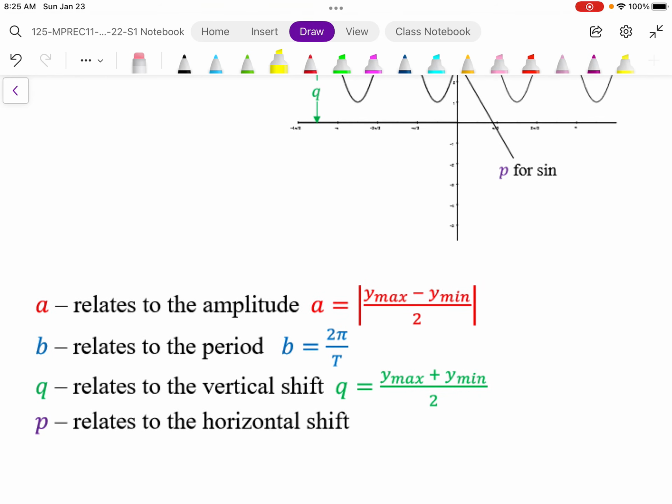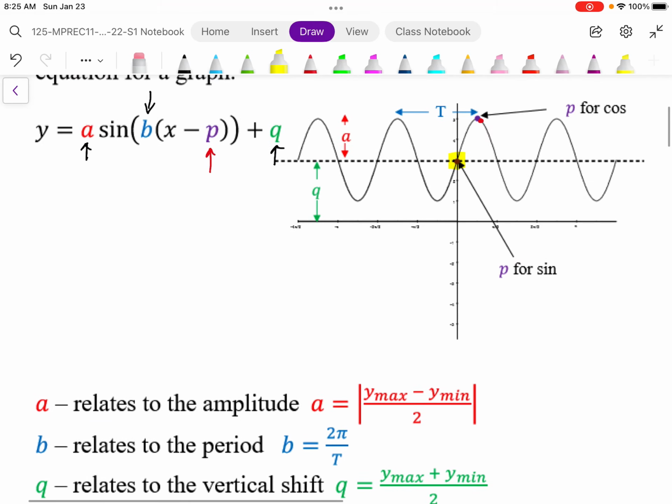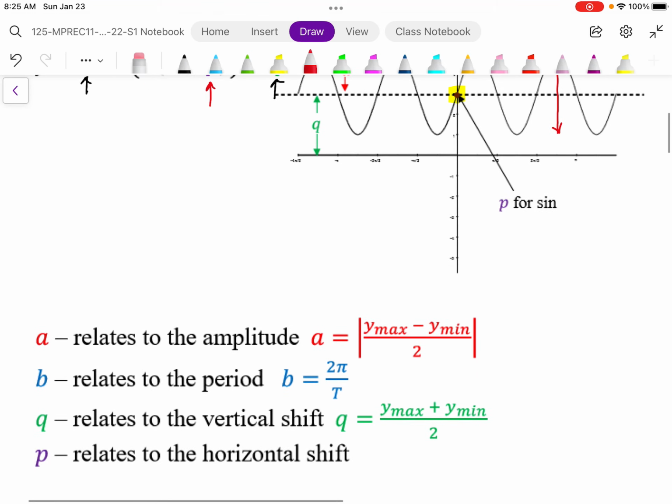So the amplitude is a distance. To find lengths on a coordinate plane, we subtract. So we subtract y max minus y min, because that gives us the distance from the very top to the bottom. That is double the amplitude. So we only want half of that, so we divide by 2. The absolute value is around that expression because we don't need a direction for this. We're just going to take a distance, so we take the absolute value.